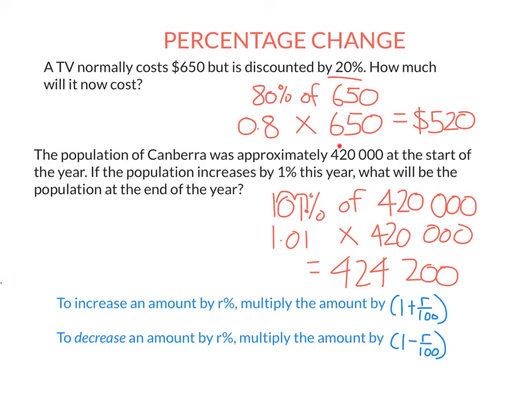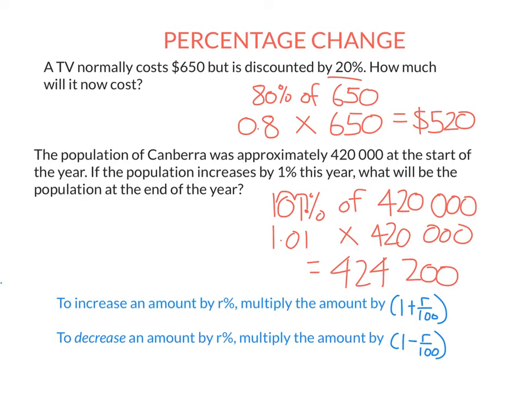So in this first example, we were decreasing. So what we did was we took 650 and we times by 1 minus 20 over 100, which is 0.8. We just took 650 and multiplied by 0.8. Similarly, in the second example, we wanted to increase by 1%. So what we did was we took 420,000 and multiplied by 1 plus 1 over 100 because it increased by 1%. And 1 plus 1 over 100 gives us 1.01.